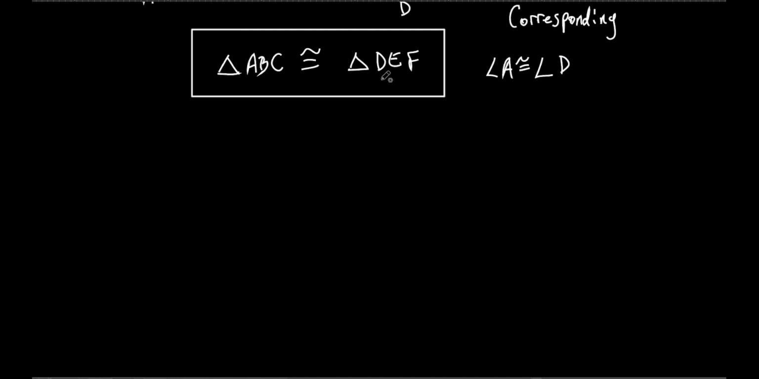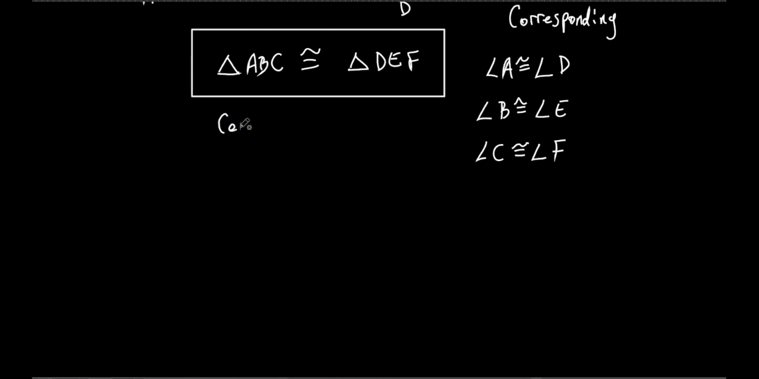Because angle A is the first one, angle D is the first one, okay? Everybody see it? Now, what do you think I'm going to do next? Angle B is congruent to what? Angle E, right, because B is the second one, E is the second one. Then obviously whatever's left, angle C is congruent to angle F. So those are three things you could tell by this statement.